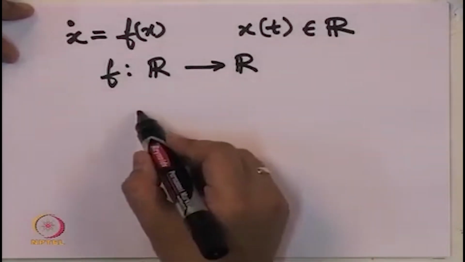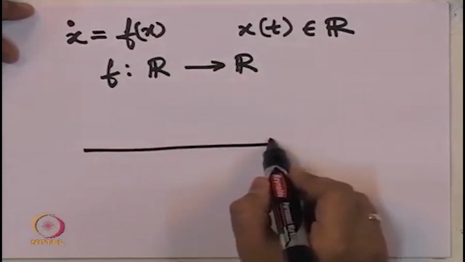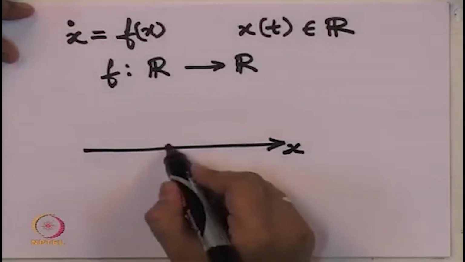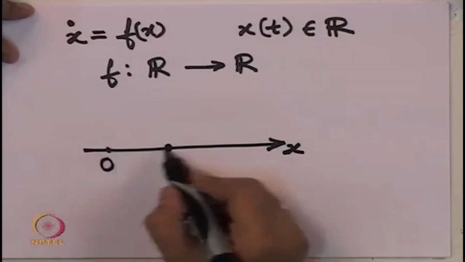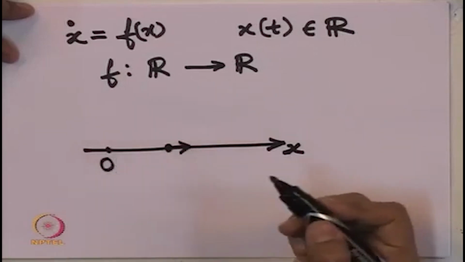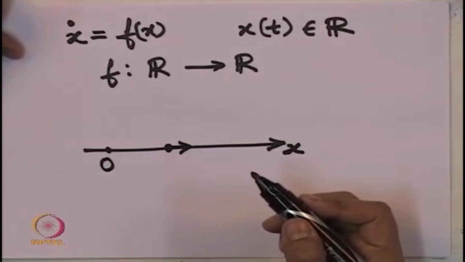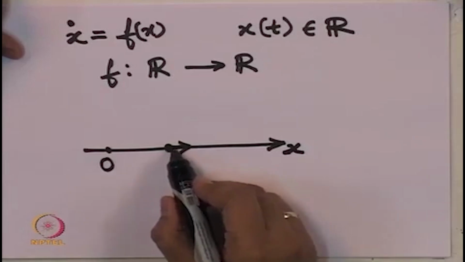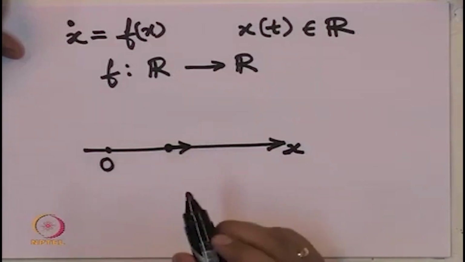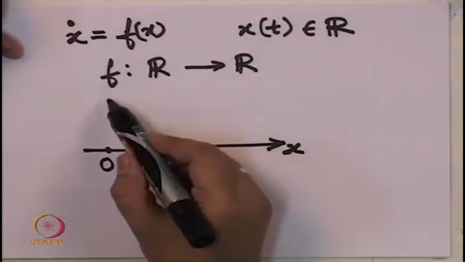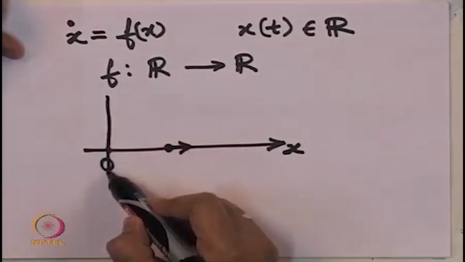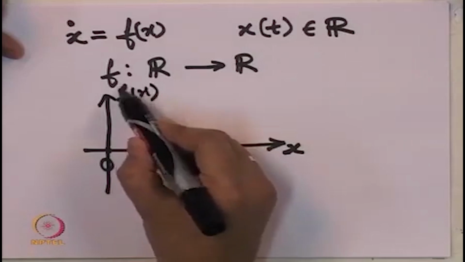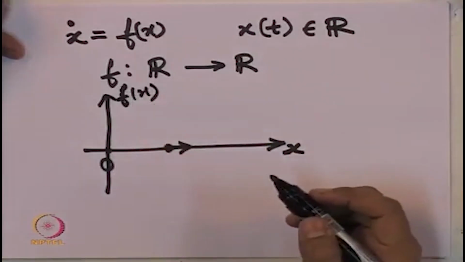So for this differential equation, we saw that the variable x lives only on this line. At any time instant, suppose this is the origin, at every point there is an arrow which is either towards the positive direction of x or negative direction of x, depending on whether x dot at this point is positive or negative. Whether it is positive or negative can be very conveniently seen by plotting f here. Incidentally, this is possible only when x has only one component.